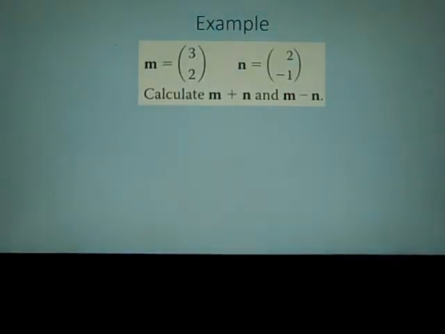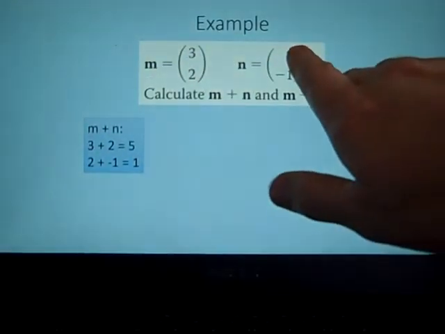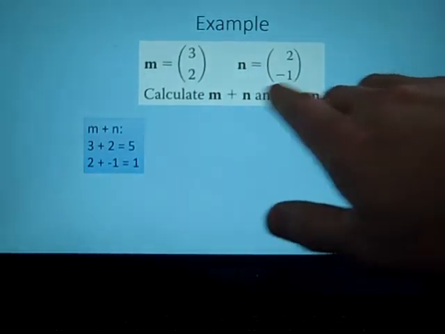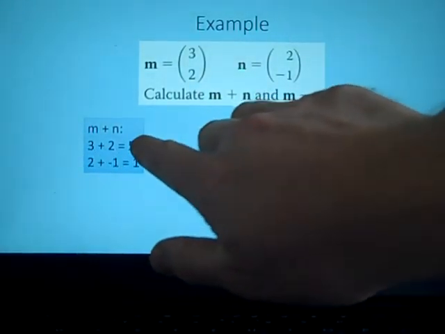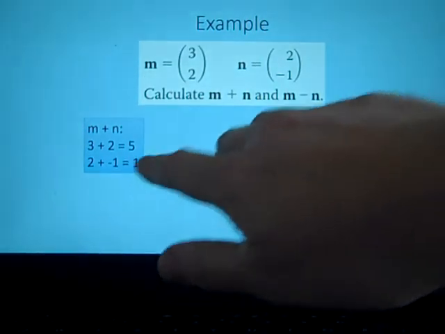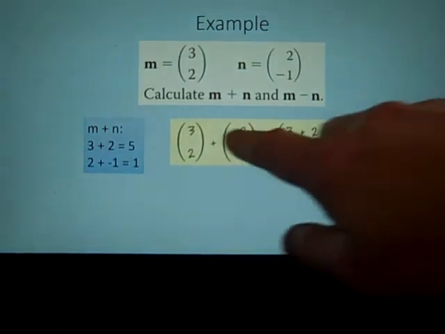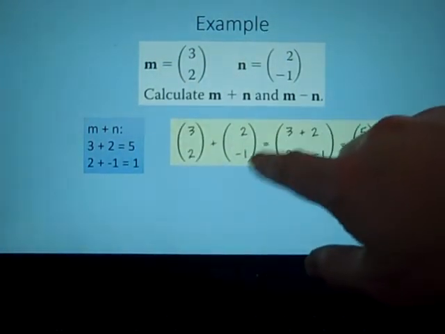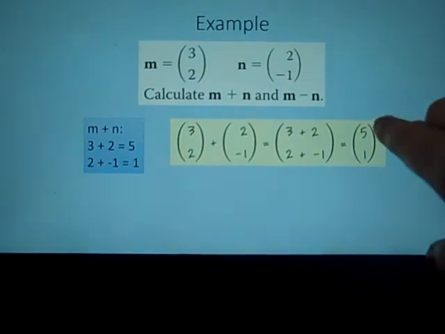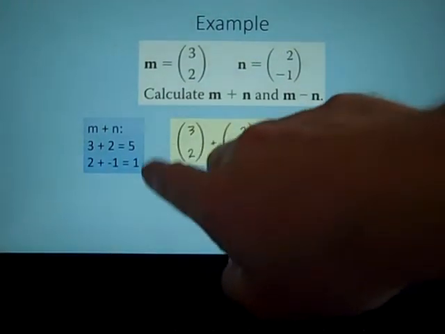Here's an example of how we can use vectors to solve problems. We're going to do some addition and subtraction with vectors, and it follows exactly the same principles as addition and subtraction normally with numbers. If we're going to do m add n, we do 3 add 2 and 2 add negative 1, which I've written down here. 3 add 2 is 5, 2 add negative 1 is 1. Then we express it using the column vector notation, which gives us 5, 1, just like we said here.